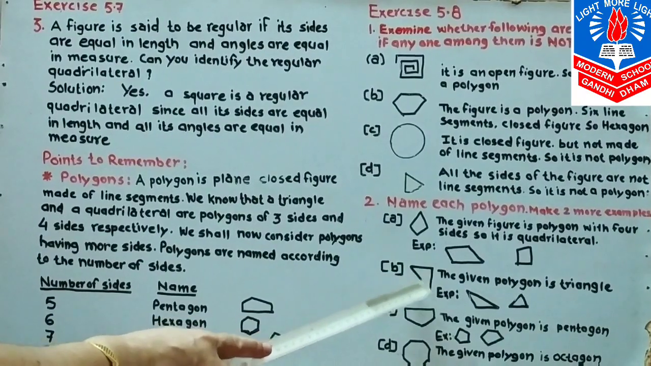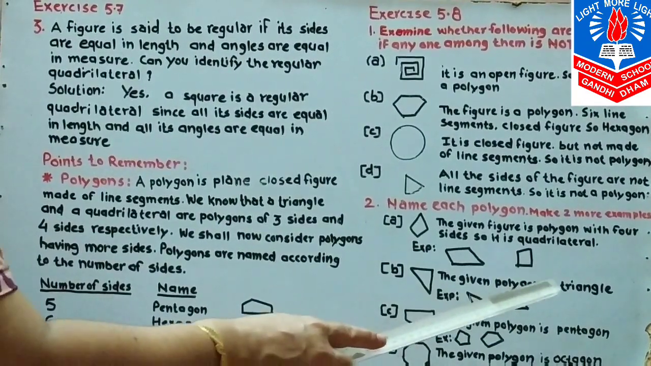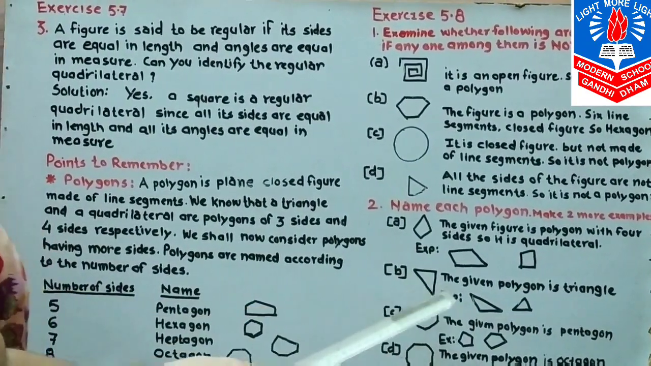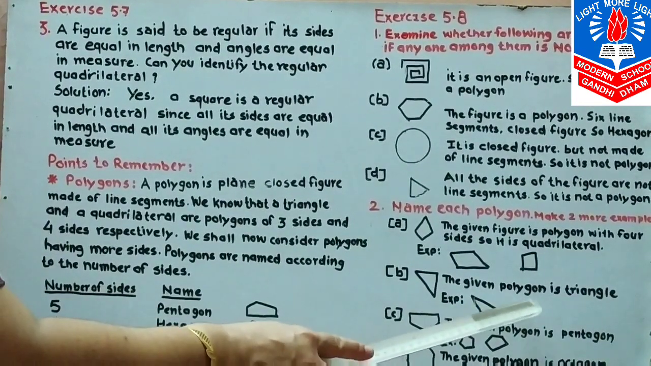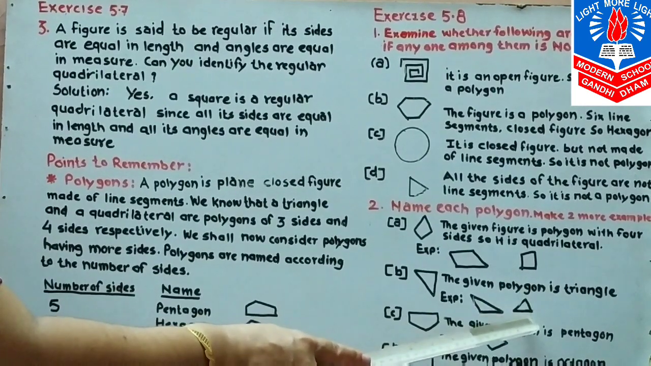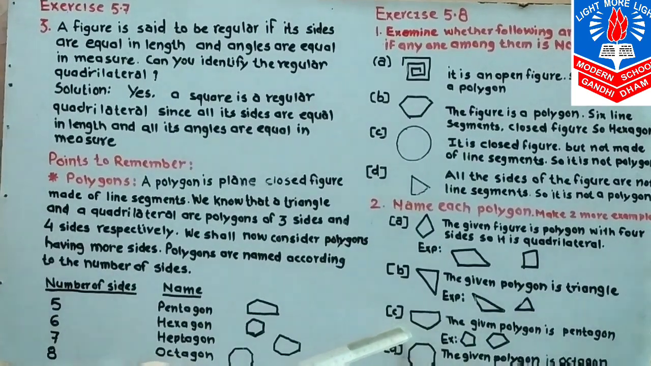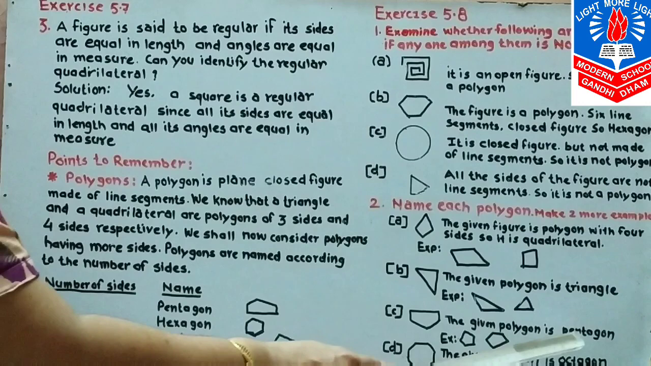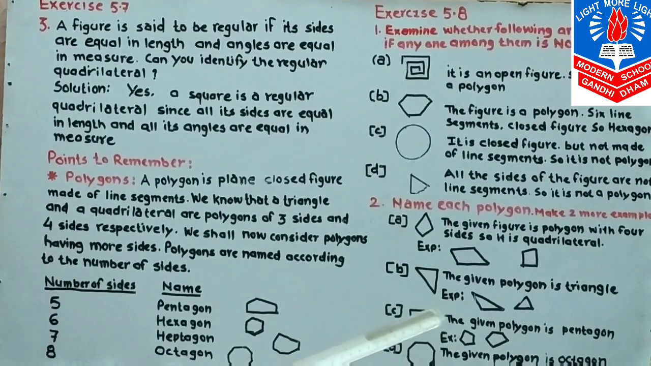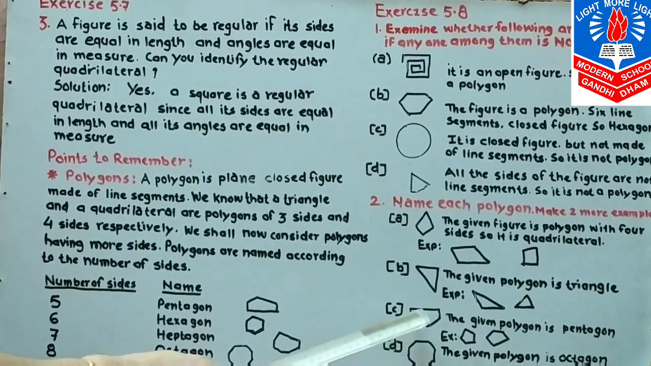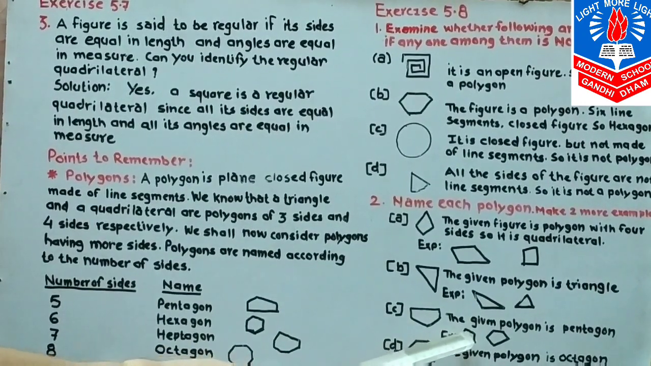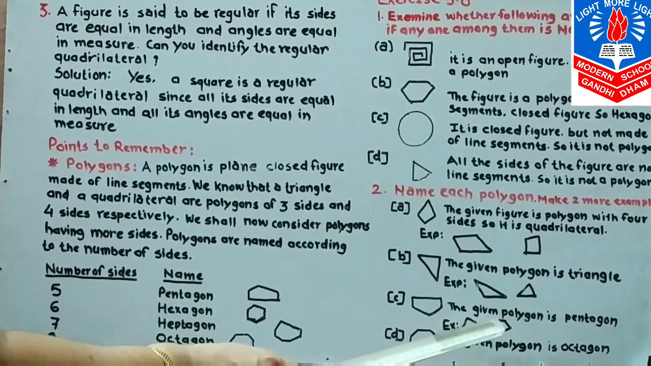Second is, you see, it is a triangle. The given polygon is a triangle. So we draw another 2 triangles, 1 2 and 3, and in such a way it is a triangle. Third one is, the given figure is a pentagon. Pentagon means 5 sides. See, 1 2 3 4 and 5 sides. So we draw in such a way.